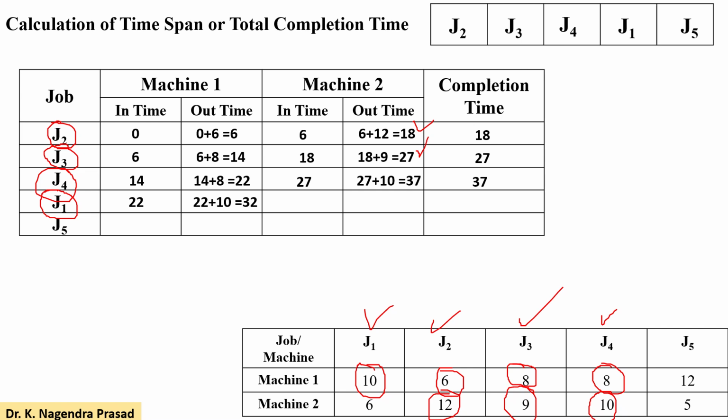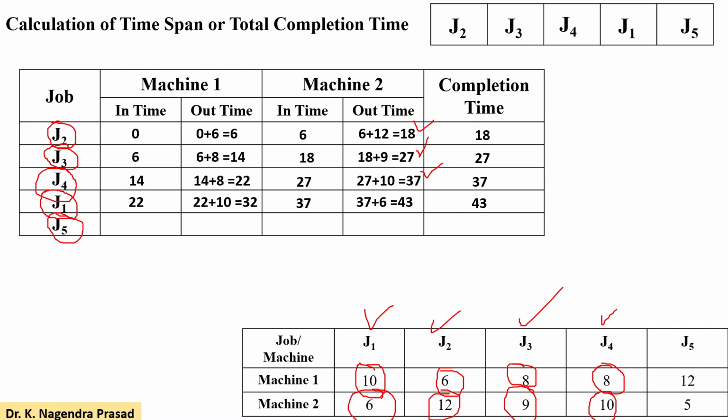So after 32 hours, job J1 has to be moved to machine 2. But machine 2 is engaged with jobs up to 37 hours. So after 37 hours only, it will receive the next job, that is J1. So in time of job J1 on machine 2 is 37, and the processing time is 6. So 37 plus 6, which is equal to 43, and total completion time is 43.